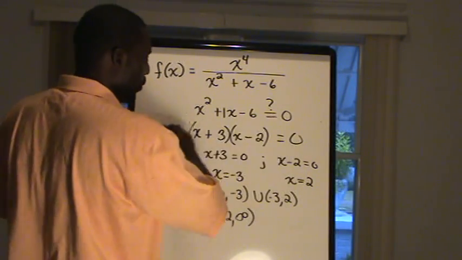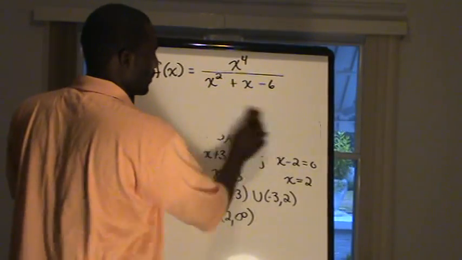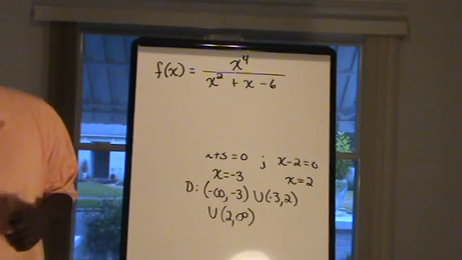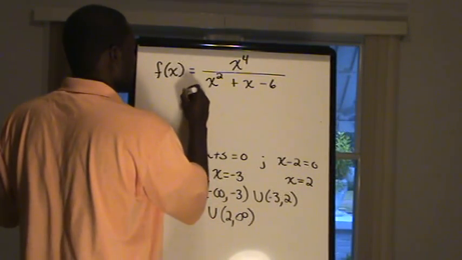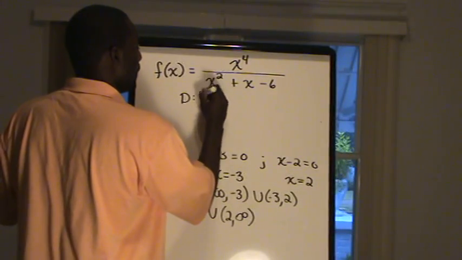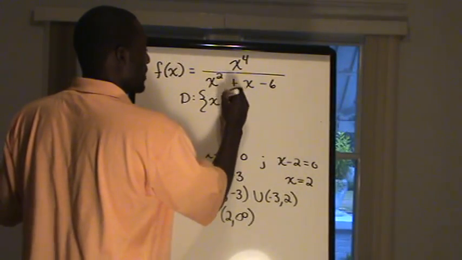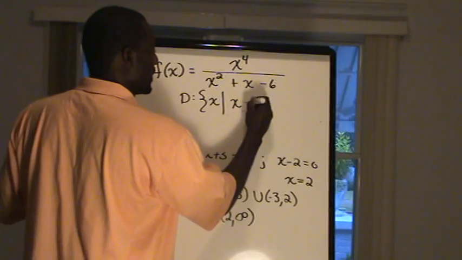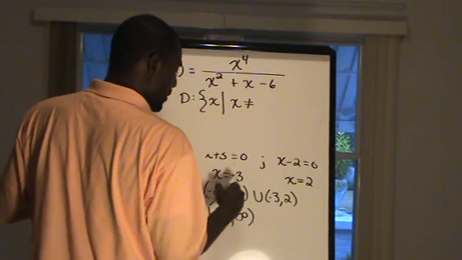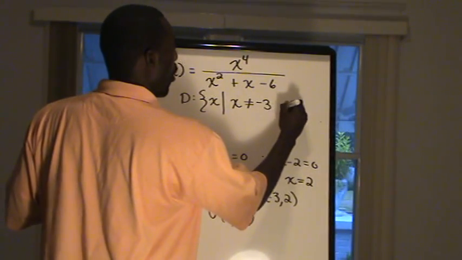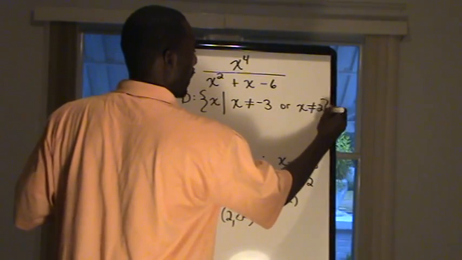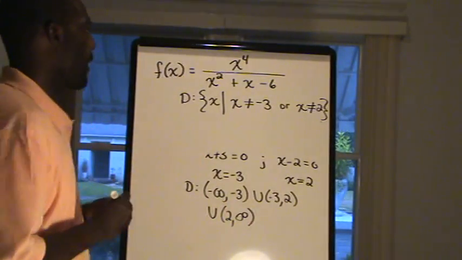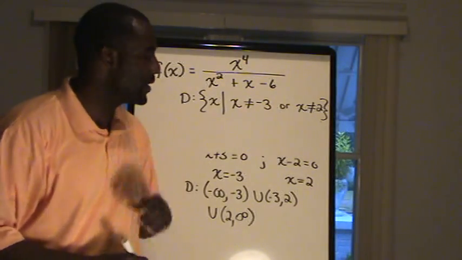So I'm going to erase up top. As far as set builder notation, which is the better, more professional way to write, the domain is the set of all x such that x does not equal negative 3 or x does not equal 2. So that's my domain set right there.